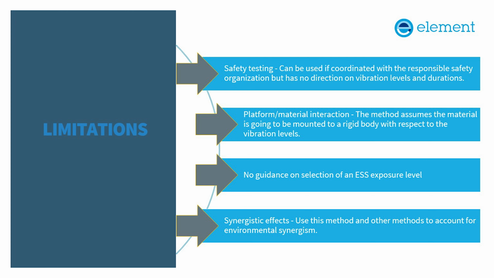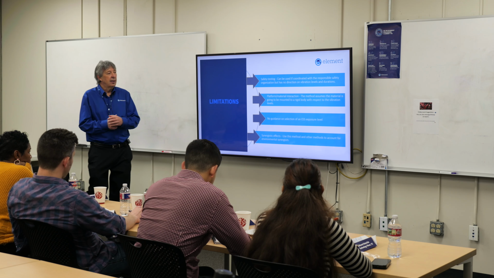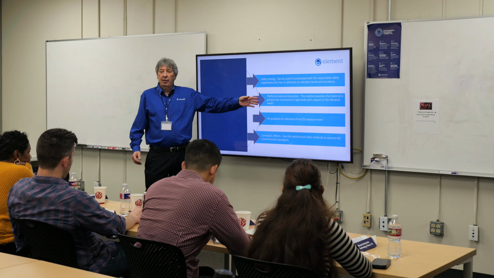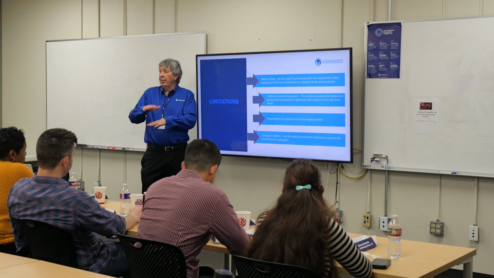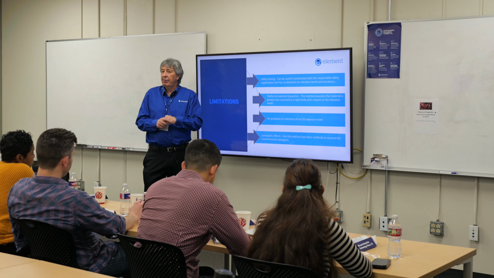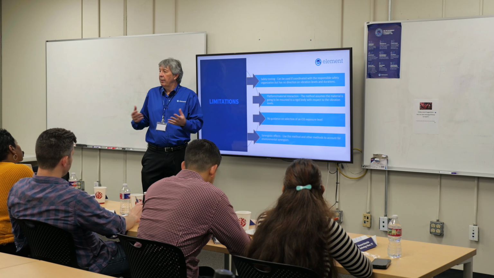platform and material interaction. So 810, we assume that the place your unit's being mounted is rigid. We have to assume it's rigid. So we don't do the interaction. So if you're on a vehicle that's on a plate that has a resonance and your unit mounts, you're going to have to go in and get that data. We don't try to simulate that. We assume you're rigid, okay?